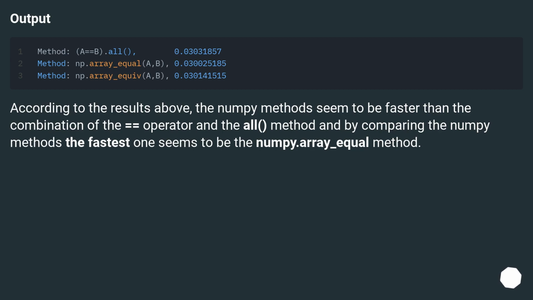Output. According to the results above, the NumPy method seemed to be faster than the combination of the equals operator and the all method, and by comparing the NumPy methods, the fastest one seems to be the np.array_equal method.